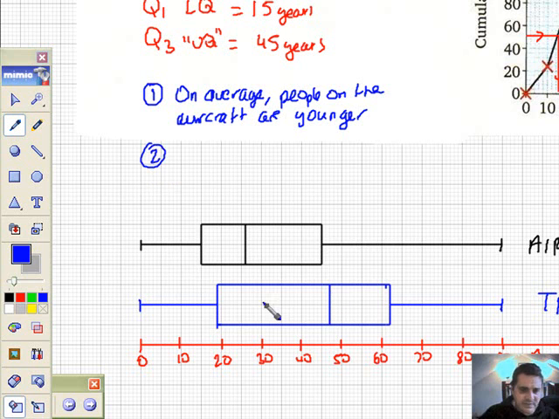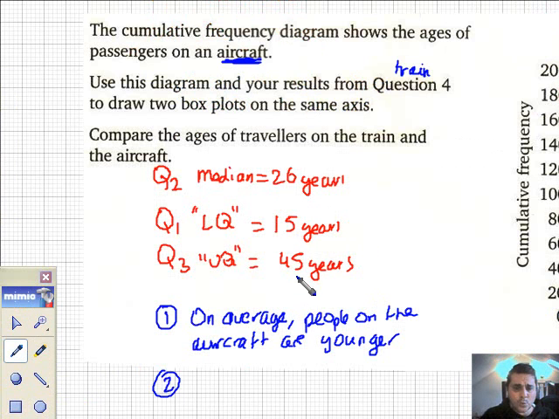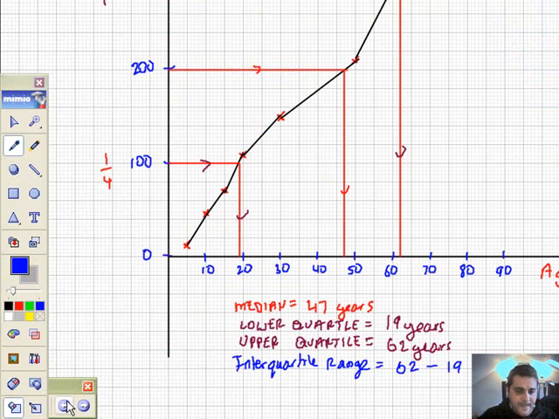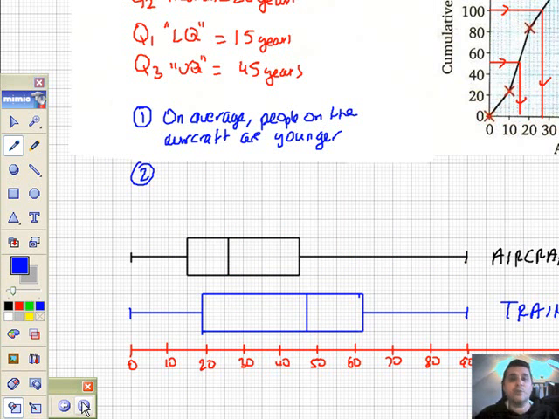Now here's another key difference. Who's got the bigger box? The train people have got the bigger box. In other words, they've got a bigger IQR. Look at it. Interquartile range of 30 years from 45 to 15. Here, an interquartile range of 43 years. That's a lot of difference. And the whole point of the box plot is you get a visual picture of what's happening with all this data. So there is a wider spread of ages amongst those who take the train compared with those who take the aircraft. So I'm going to state just that.